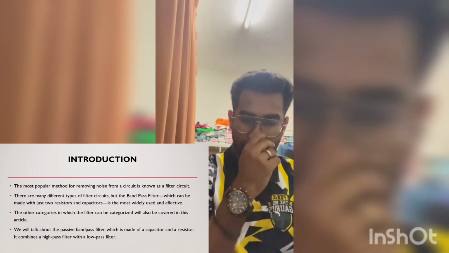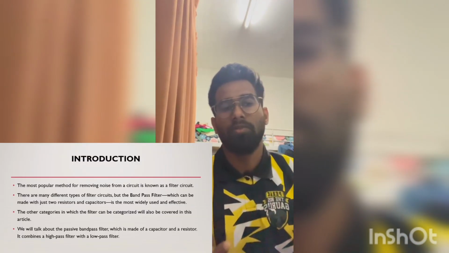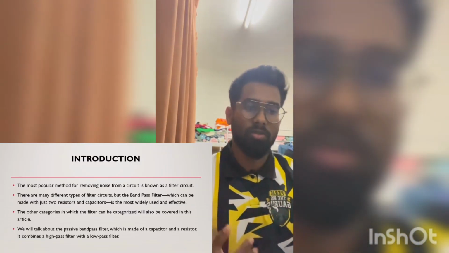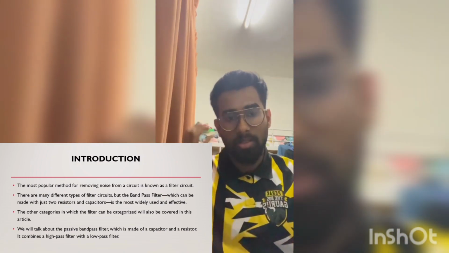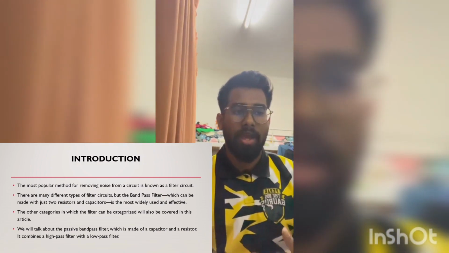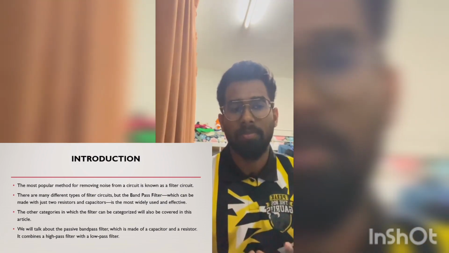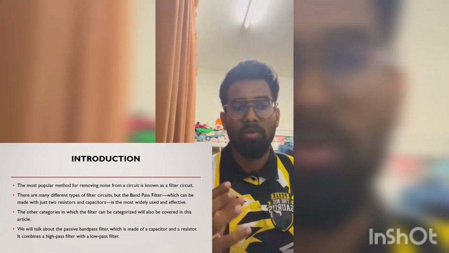So starting up with my introduction, the most popular method for removing noise from a circuit is known as a filter circuit. There are many different types of filter circuits, but the band pass filter, which can be made with just two resistors and capacitors, is the most widely used and effective. The other categories in which the filter can be categorized will also be covered in this article. We will talk about the passive bandpass filter, which is made of a capacitor and a resistor. It combines a high pass filter with a low pass filter.